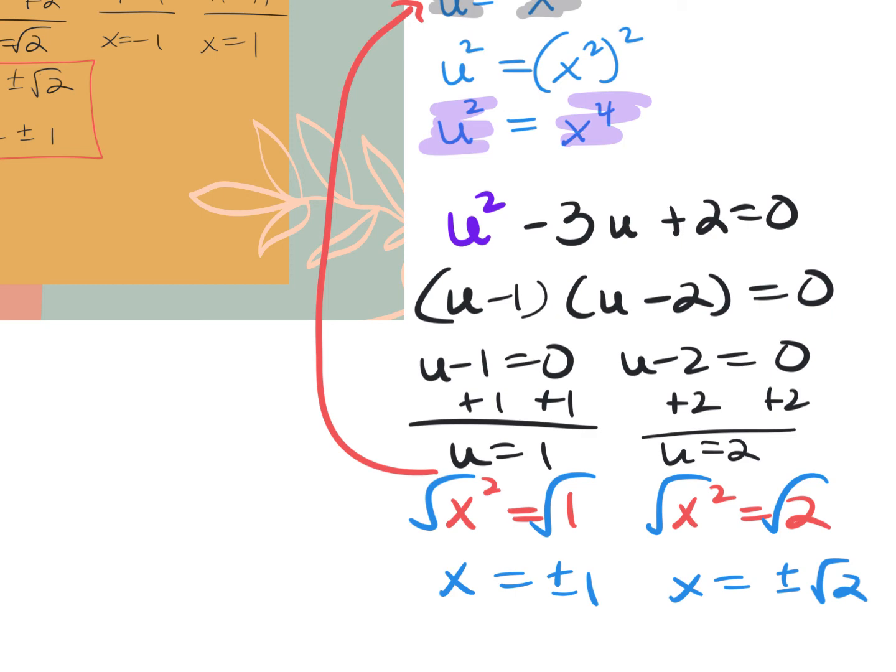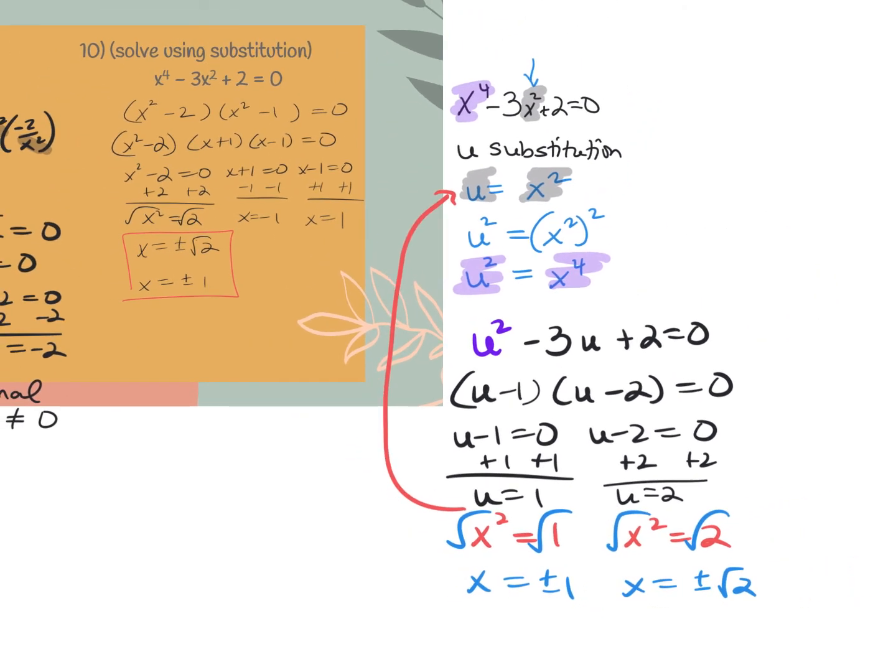Now, honestly, the first way was easier on this polynomial, but coming up on examples 11, 12, 13, and 14, you're going to want to do the u substitution. It's not optional. So let's try it. This is what's new now.